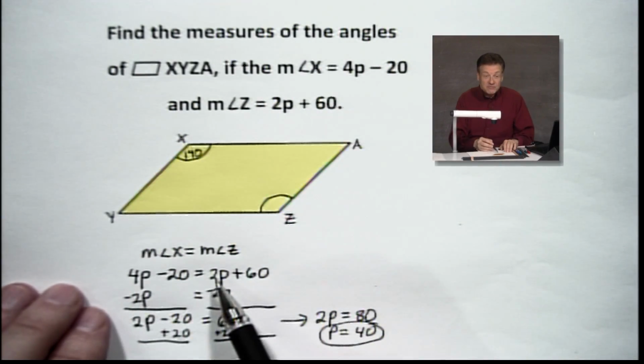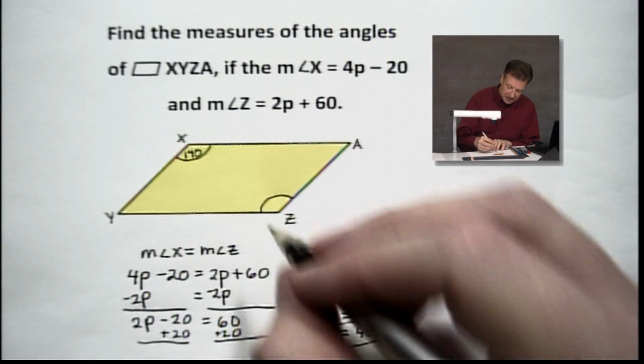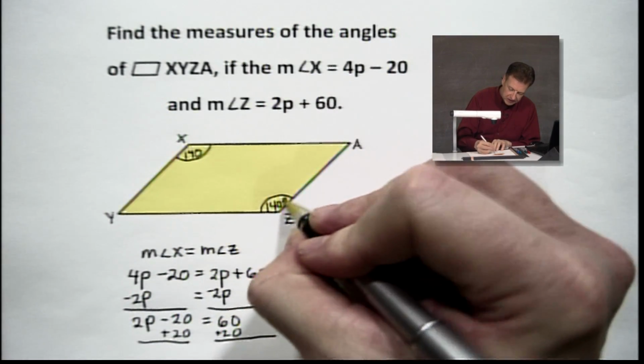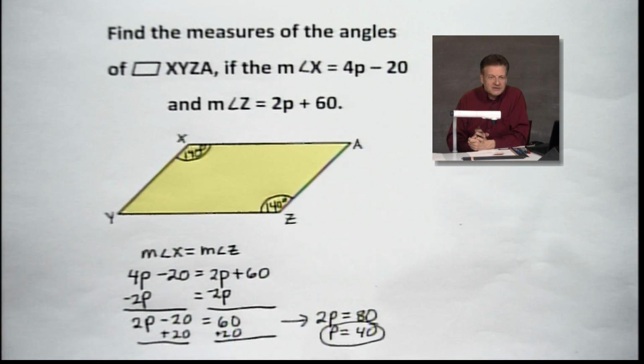And guess what? If you take 2 times 40, you get 80, right? Add 60 to it. 140. They're supposed to be equal, right? I wouldn't lie. Exactly. So 140 degrees. There you go. Find the measures of the angles. It means I've got to find 2 more, right?